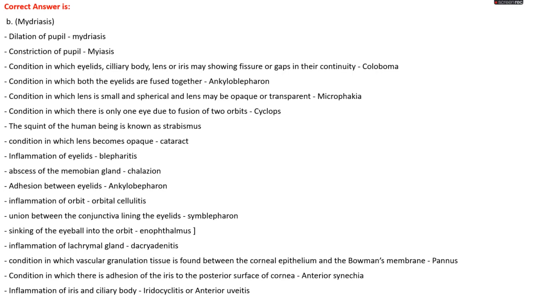Okay, these are the terms which are associated with the different conditions of the eye.